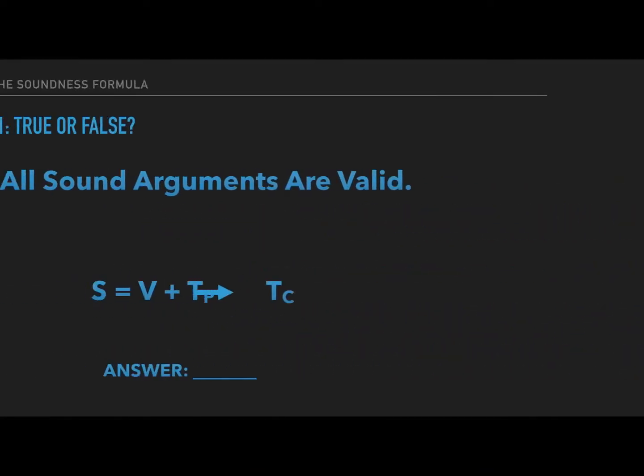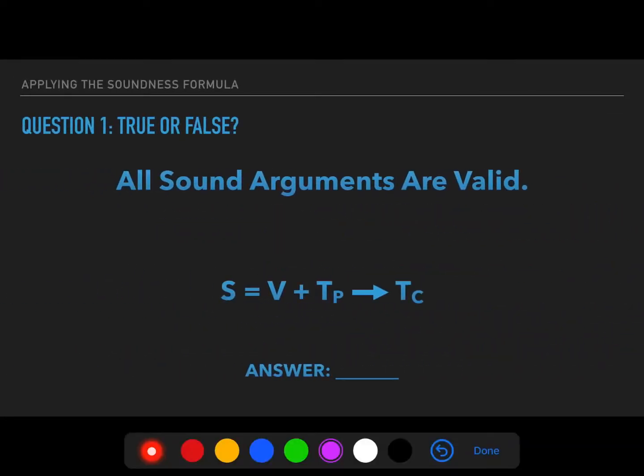So let's just get some practice. That's always where the learning comes, is just looking at examples and practicing. So I'm going to give you a series of statements, and the questions are going to be whether the statements are true or false. And we're going to use a formula to work them out. So let's start with the claim that all sound arguments are valid.